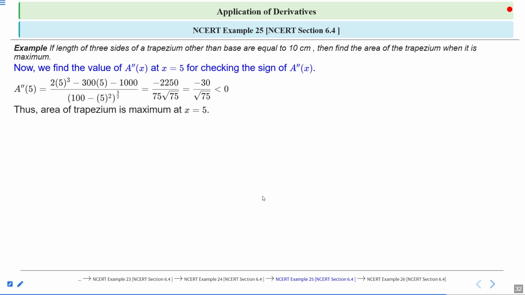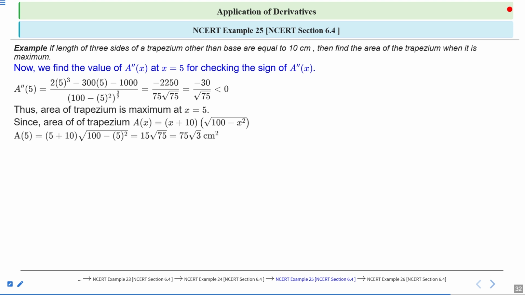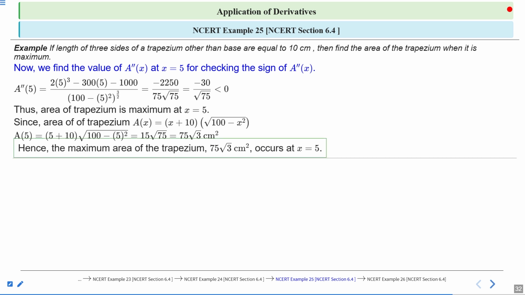Thus, the area of the trapezium is maximum at x equal to 5 because the double derivative is coming out to be less than 0. Since the area of the trapezium A(x) is x plus 10 into root over 100 minus x square, therefore A(5) will be 5 plus 10 into root over 100 minus 5 square, which is equal to 15 root 75, which after further simplification you will get 75 root 3 centimeter square. Hence the maximum area of the trapezium is 75 root 3 centimeter square, which occurs at x equal to 5. Hope you all have understood this.